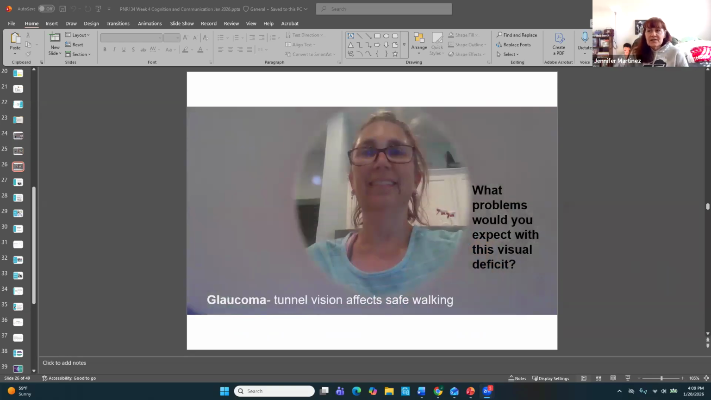Glaucoma is more like tunnel vision. With glaucoma, we lose peripheral vision, and so that also can affect your ADLs. It can affect walking, driving. Imagine driving and you have a loss of your peripheral vision. You can't see things that are coming at you from the side. So that also can be a huge issue.